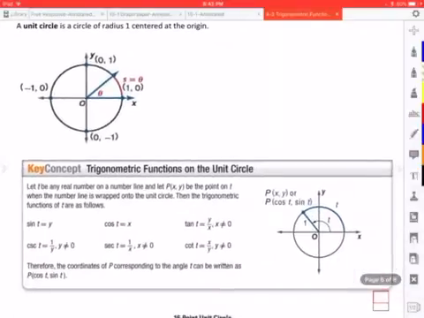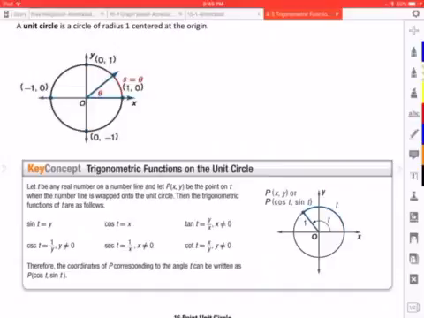So when you're coming up with the trig functions using the unit circle, we've got some definitions here. This says, let t be any real number on a number line, and let P of (x, y) be the point on t when the number line is wrapped around the unit circle. Then the trigonometric functions of t are as follows. Sine t is equal to y, because remember it was y over r. So in this case, since r is 1, it's y over 1, which is just y. Cosine t is x, same reason, x over r is x over 1, so we've just got x. Tangent t is y over x, and again, x cannot be 0.